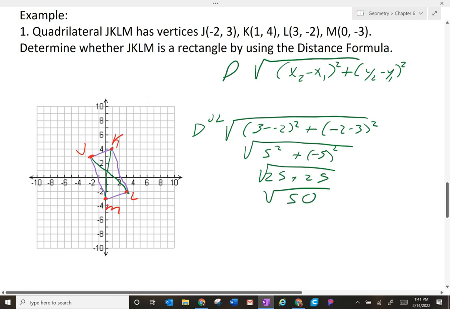So the distance of JL is radical 50. I can leave it as a radical. I'm happy leaving it there. I don't need to know exactly how long it is. I just need to make sure that the other one matches up. If it does, then it is a rectangle. If it doesn't, it's not a rectangle.